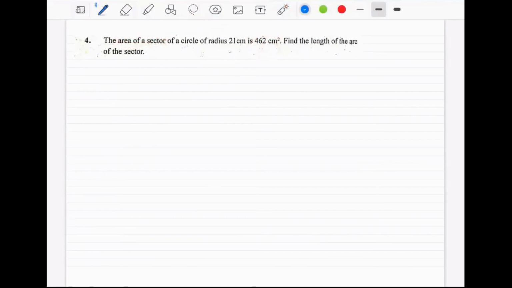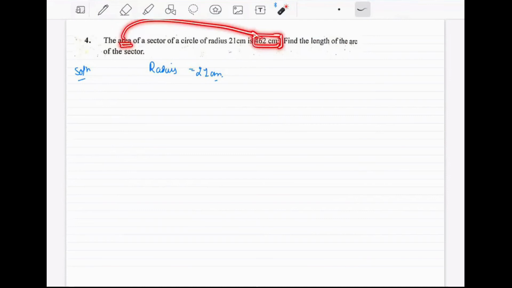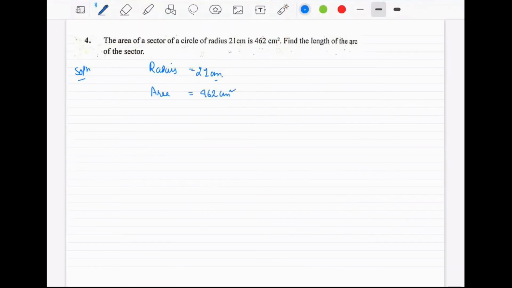So what is given first? Let's write it down first. What the question wants, let's discuss later on. It says the area of sector. It is how much? Okay, we will write this one later on. How much is the radius? Radius is 21 centimeter. What about the area? Area is 462. Now what does the question want? The question wants the length of the arc of the sector.